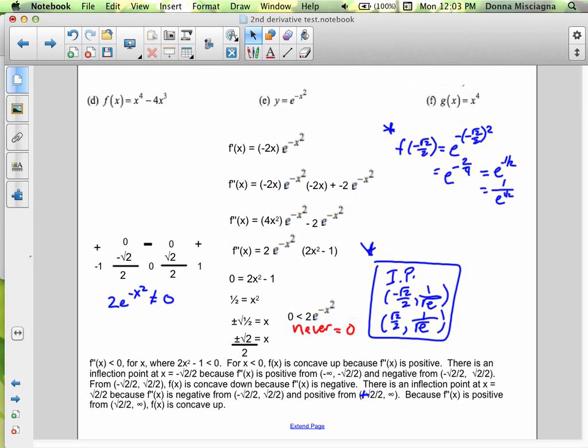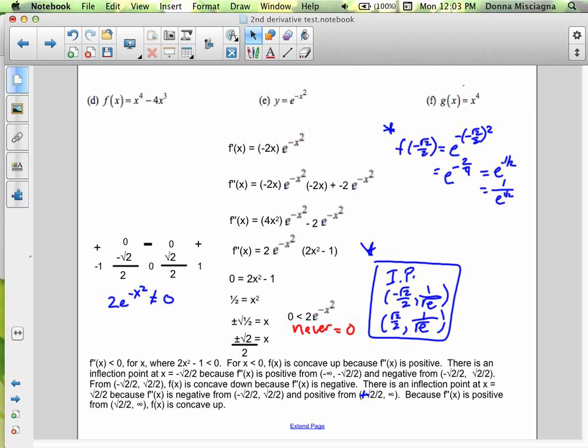So the exact point is negative square root of 2 over 2, and then 1 over the square root of e. And then f double prime of x is positive, and then we have that inflection point because it changes from positive, from negative infinity to negative 2 square roots of 2, to negative at negative 2 square roots of 2. Right? So change in sign means we're going to have an inflection point.